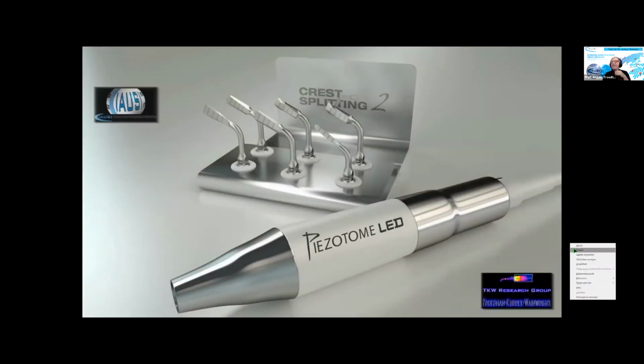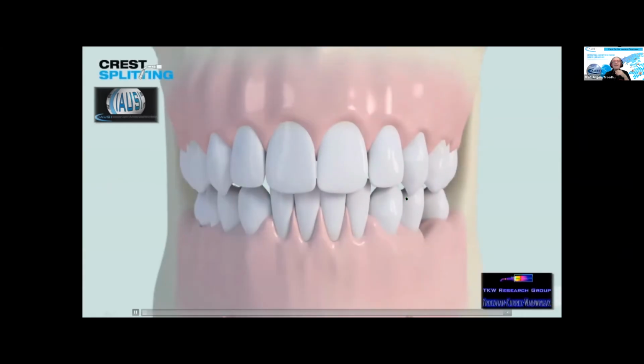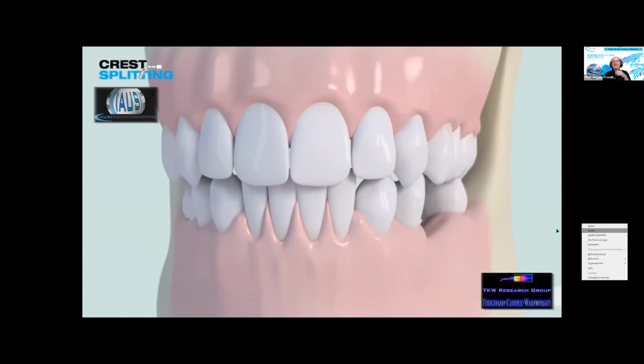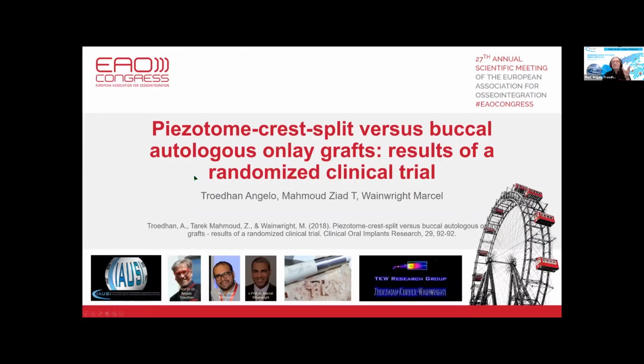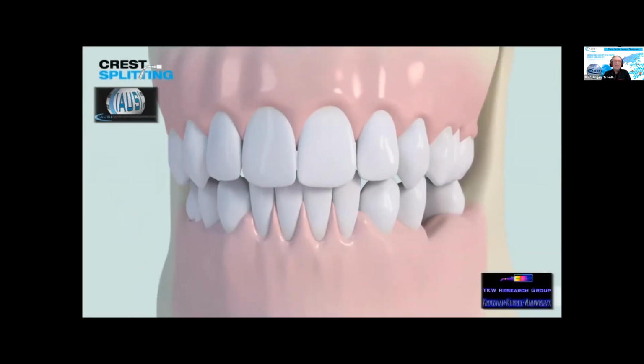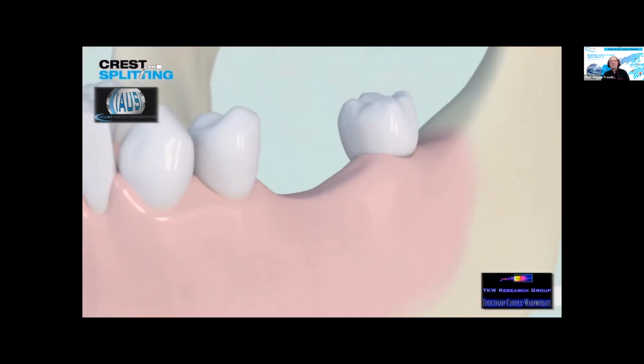We did a randomized clinical trial regarding the Piezotome Crest Split, which my research group developed, versus the traditional buccal autologous only grafts. It was published back in, when was this? It was in Vienna in 2018 and published in Clinical Oral Implants Research, issue 29. So what is the crest split with the piezotome?